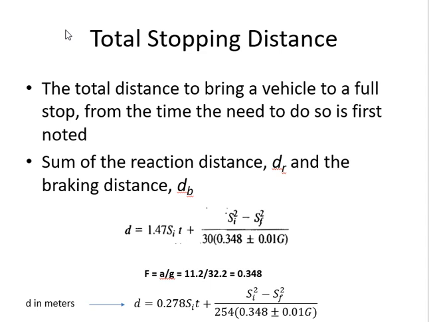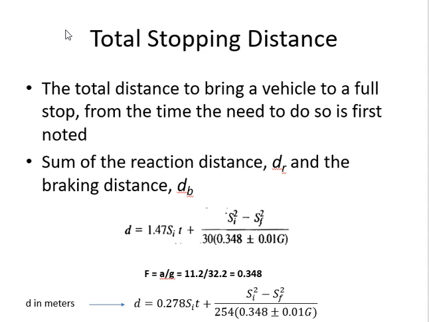So this is the equation for stopping distance. This part is the braking distance, the second ratio. And this is S into T, reaction time. And what is this 1.47? Conversion. And one more thing they have put in the equation, which is 0.348. Just a reminder, 0.348 is the F value.